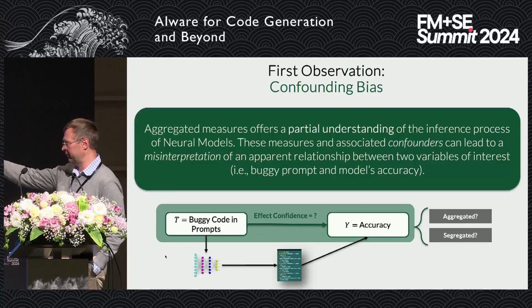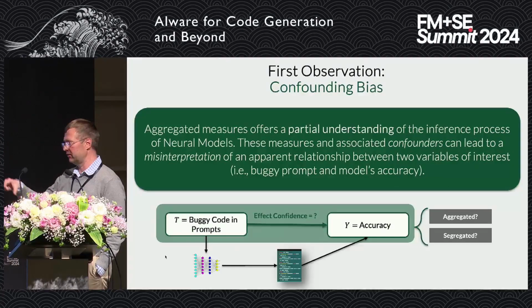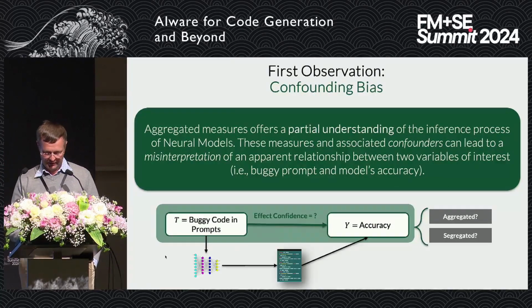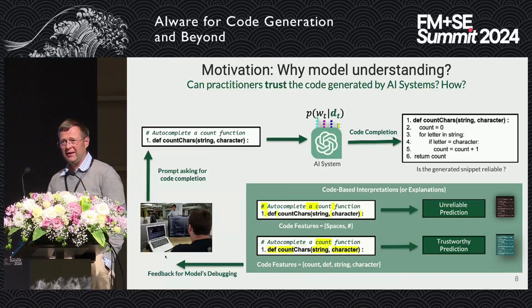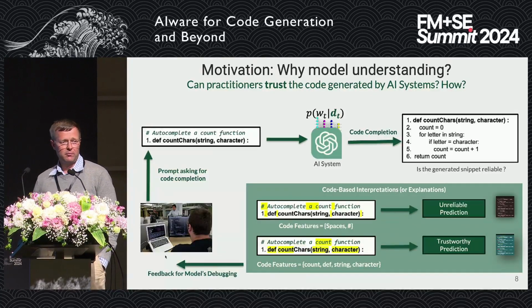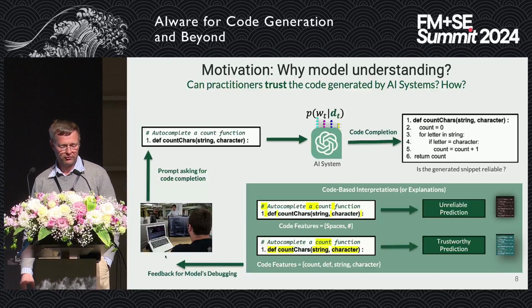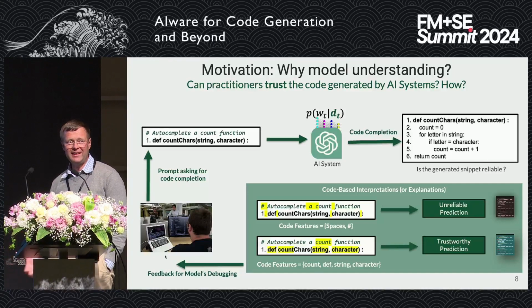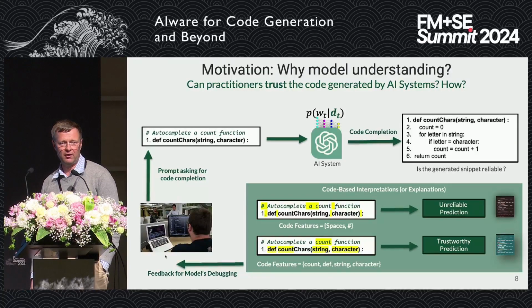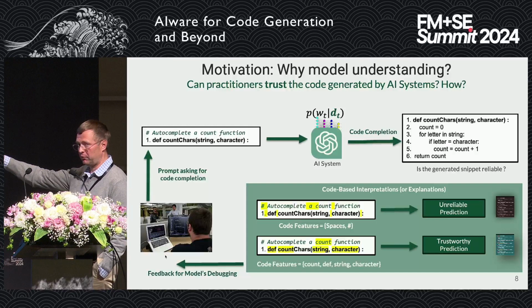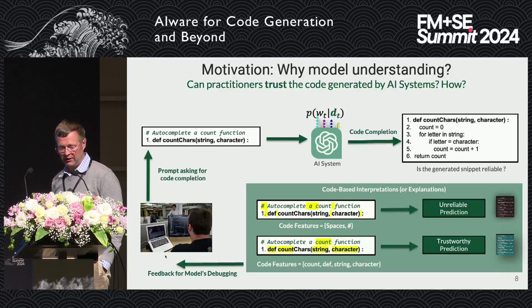For example, in this case, we're trying to understand if bugs in the prompt actually have any impact on the accuracy of the code generation. At the same time, these models are already in practice, as we've heard from multiple talks today. So practitioners need a way to understand how the model is generating these results and whether they can actually trust these results. So let me give you one primitive example of how this can be achieved.